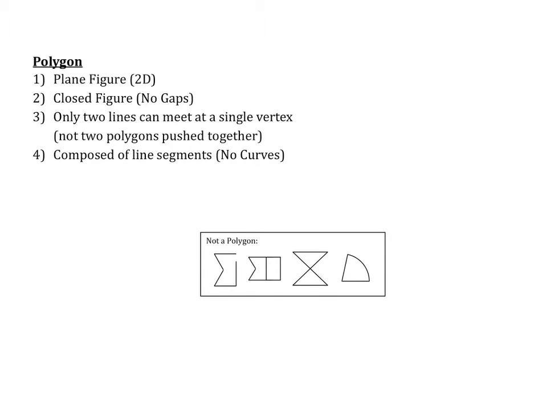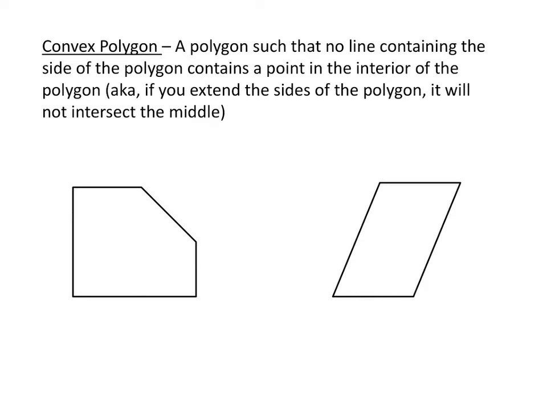Let's take a quick couple seconds here to refresh our memory on polygons. We know they're plane figures, they're closed, they only have two lines that can meet at a single vertex, so no two polygons pushed together, and there are no curves, so it's just line segments. So circles are out, they're not polygons. And then here are some additional examples of other figures that are not polygons. Alright, so recall we have two types of polygons.